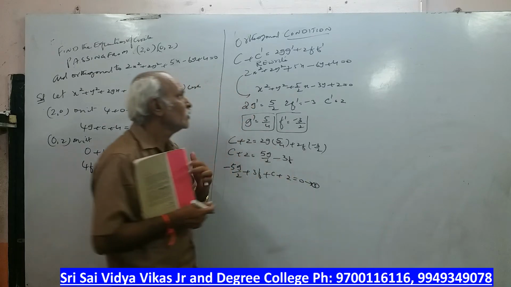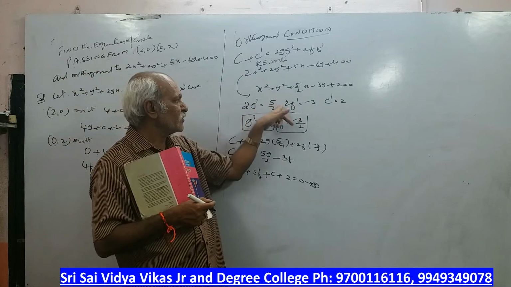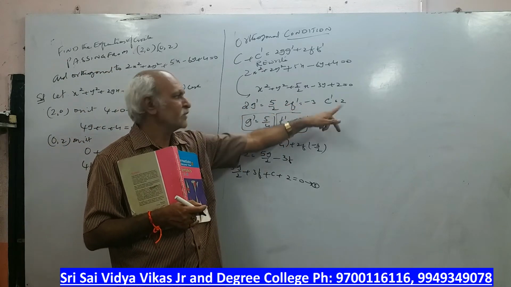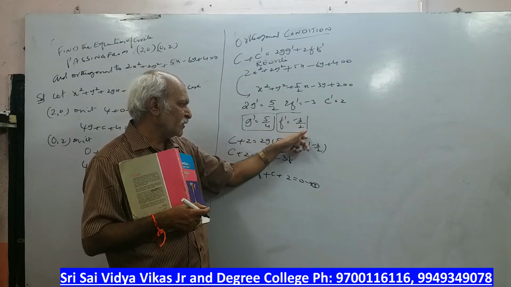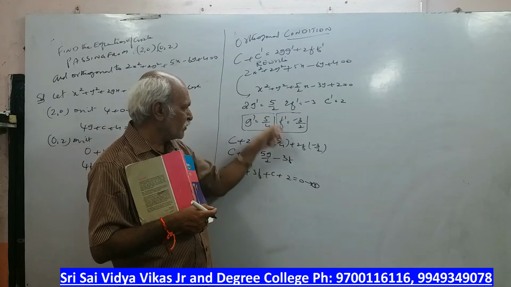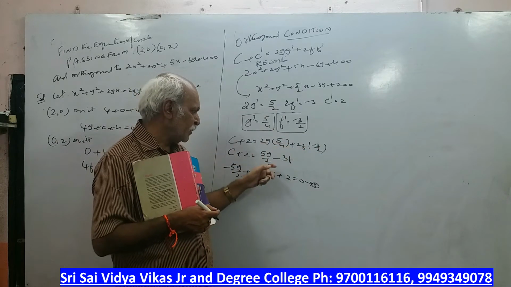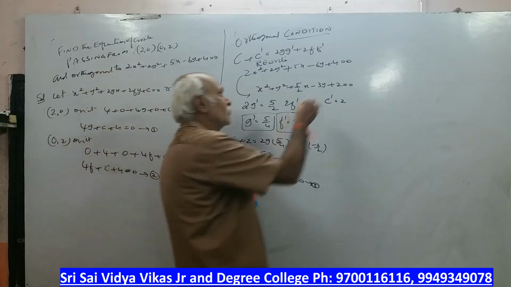Third equation. So what I have done? I have divided, sir. So what will happen? This becomes 2g dash is equal to 5 by 2, 2f dash is equal to minus 3, c dash is equal to 2. So g dash is equal to 5 by 4, f dash is minus 3 by 2. Then c plus 2 is equal to 2g into 5 by 4 plus 2f into minus 3 by 2. So cancellation will give you this. So this is the third equation. Now solve 1 and 2 first.